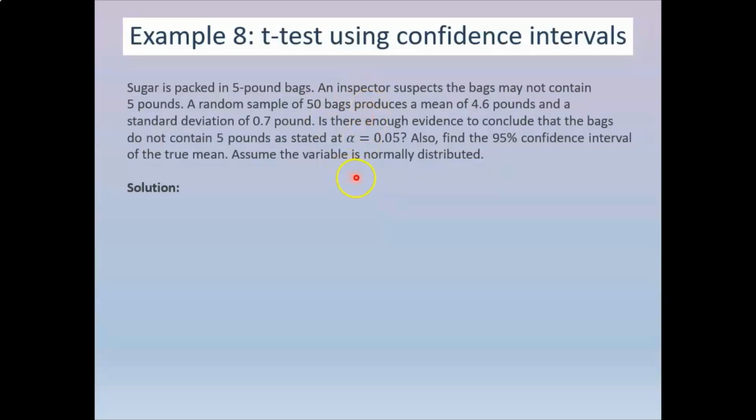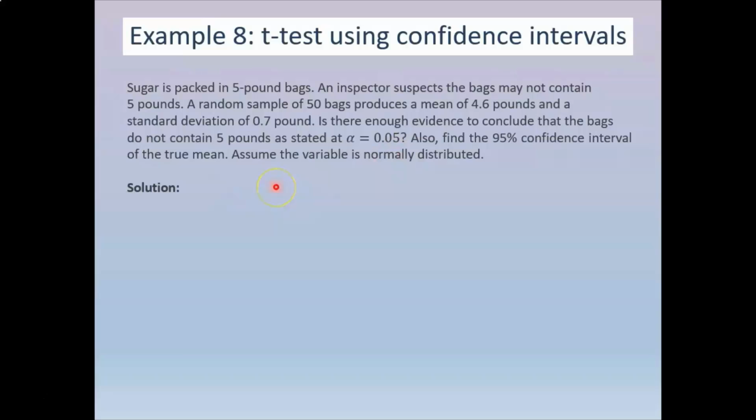T-test using confidence intervals. Sugar is packed in 5-pound bags, and inspectors suspect the bags may not contain 5 pounds. A random sample of 50 bags produced a mean of 4.6 pounds and a standard deviation of 0.7 pound. Is there enough evidence to conclude that the bags do not contain 5 pounds at alpha equals 0.05? So we need to find the 95% confidence interval for this situation.